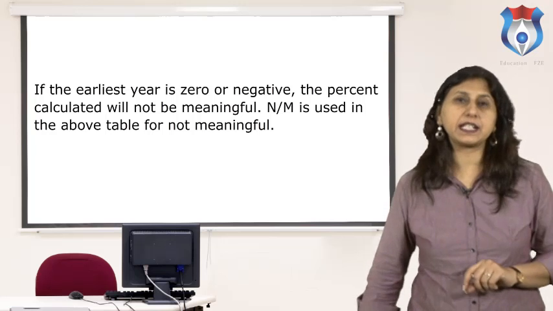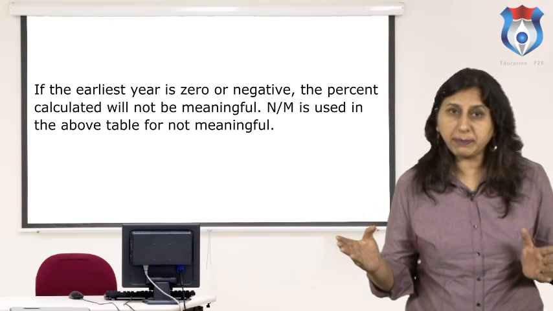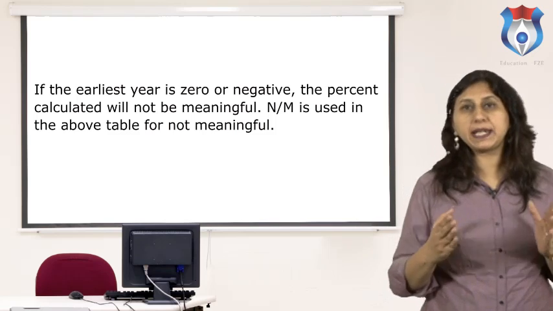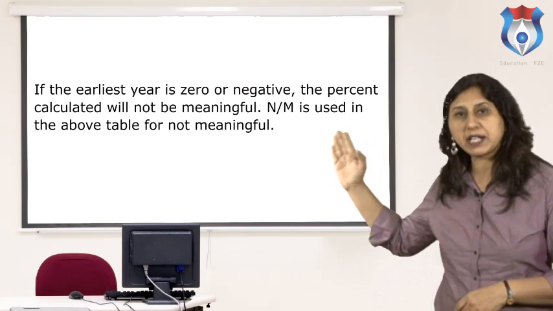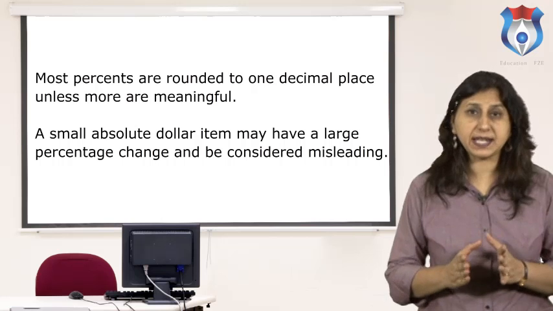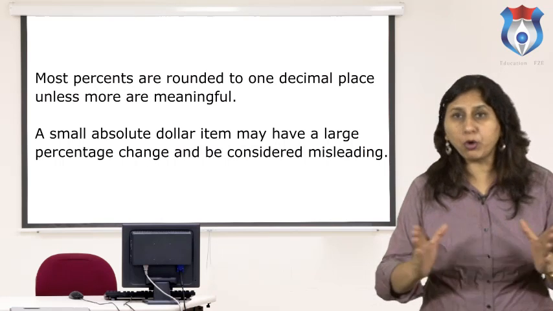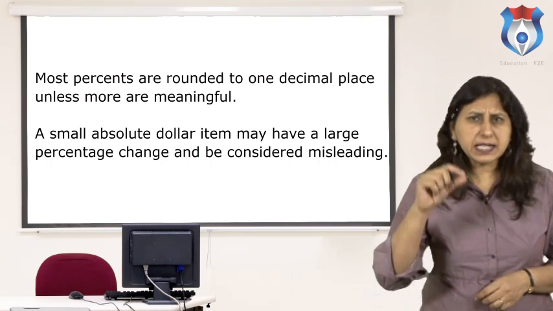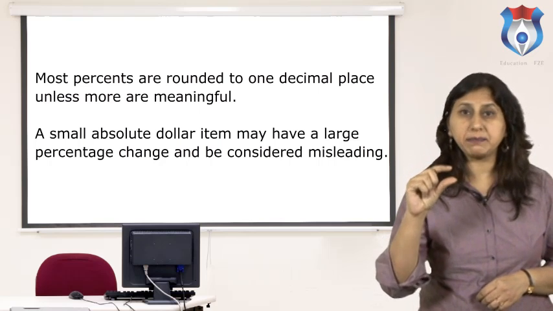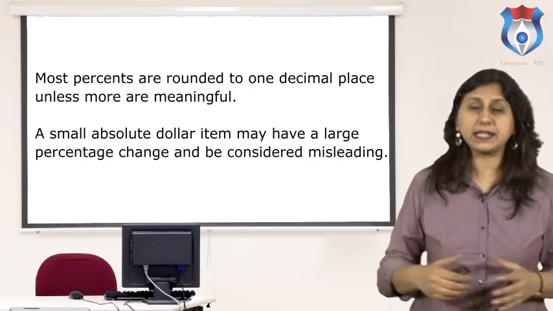If the earliest year is 0 or negative, the percent calculated will not be meaningful. N/M is used in the above table for not meaningful. Most percents are rounded to 1 decimal place unless more are meaningful. A small absolute dollar item may have a large percentage change and be considered misleading.